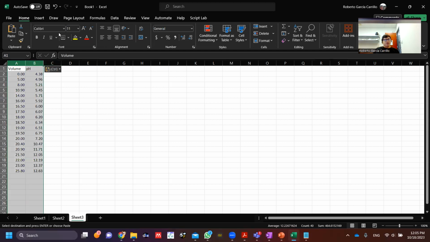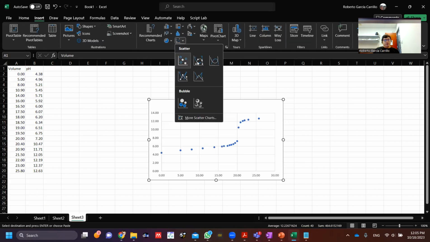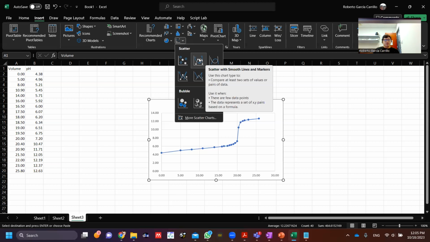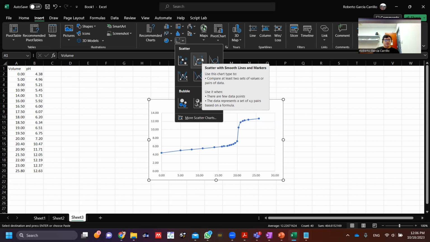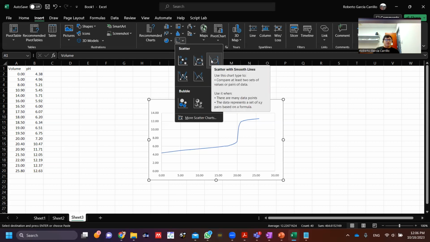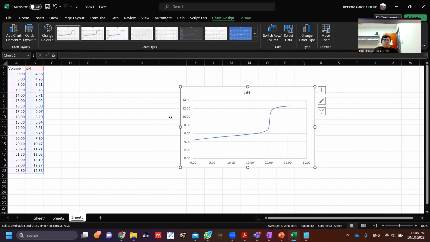If we plot these two columns together, I usually use for titrations either the smooth lines or the marker smooth lines. So let's just see a smooth line. You can see in your data that whenever you have this big jump in pH at a particular volume, that should be your endpoint. The thing is that it is very difficult to get that information from these plots.